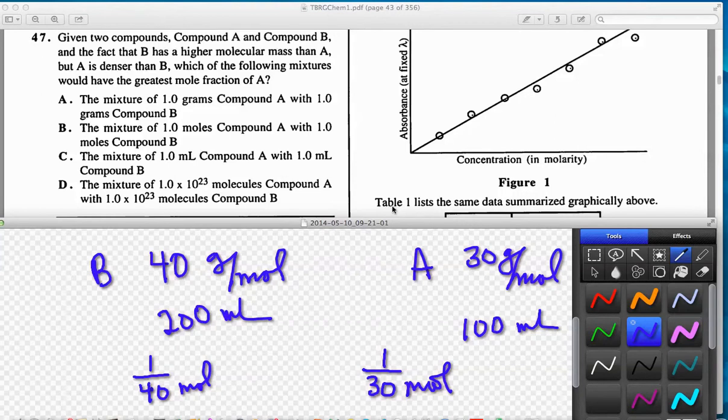So let's take into account that it's a solution now. If you take 1 mil, well, C definitely works because not only do you have the smaller molecular weight, but you're taking a larger mass of the compound. C is the best answer, but A also works. Okay, let's put this one to bed now.